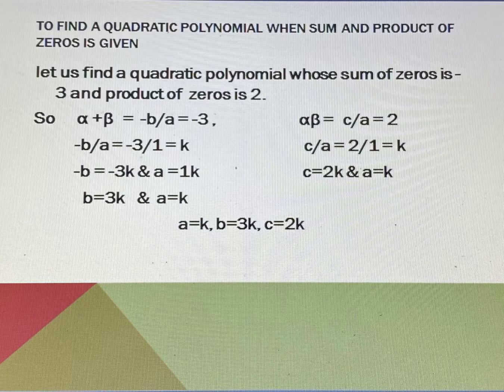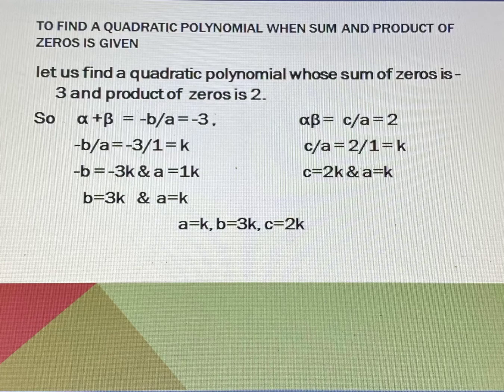And let us equate it with k. So we will get minus b is equal to 3k and a is equal to 1k. Minus b is equal to 3k. Minus on both sides will get cancelled and we will get b is equal to minus 3k and a is equal to k.